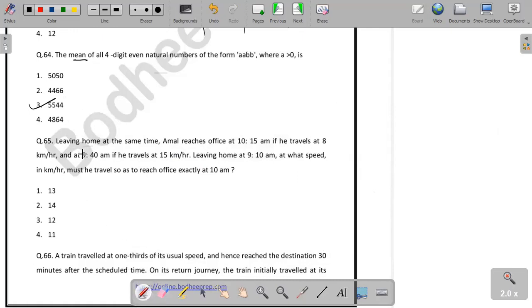Leaving home at the same time, Amal reaches office at 10:15 a.m. if he travels at 8 kilometers per hour, and at 9:40 at another speed. Okay, if he reaches at 10:15 while traveling at 8 kilometers per hour, and the other case is at 15. Okay okay, so if I go by this logic, if here he is taking t minutes, how much earlier has he reached here? 20 and 15, that is 35 minutes.